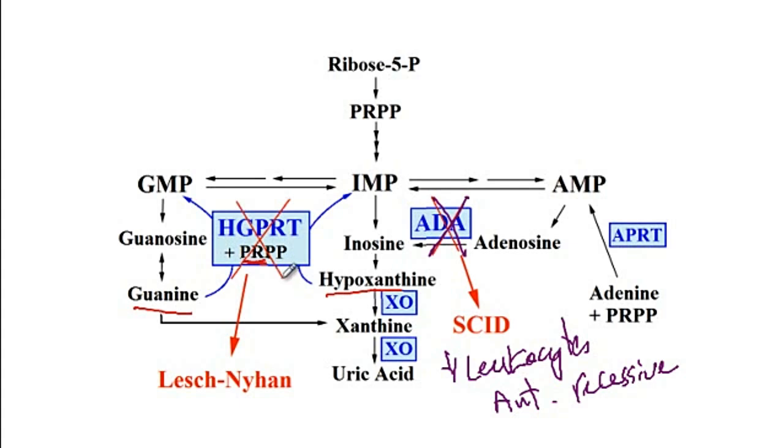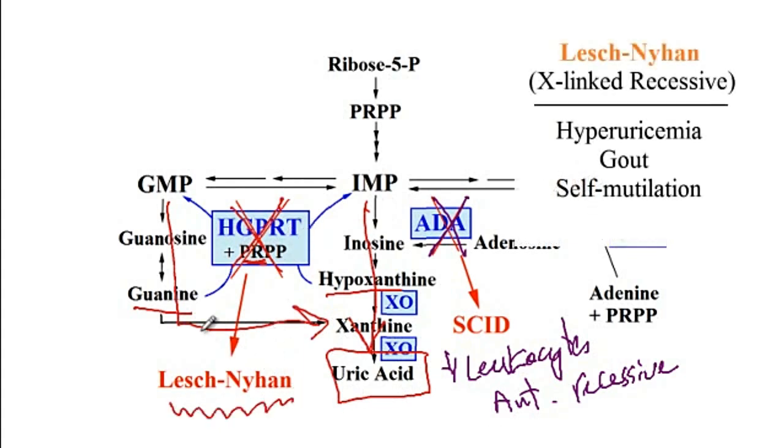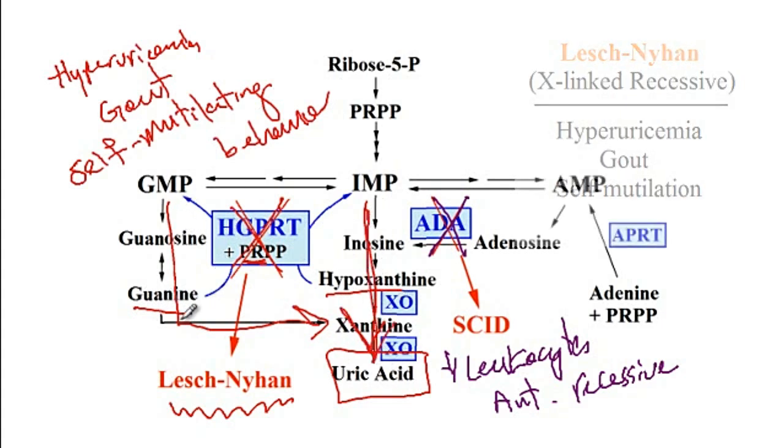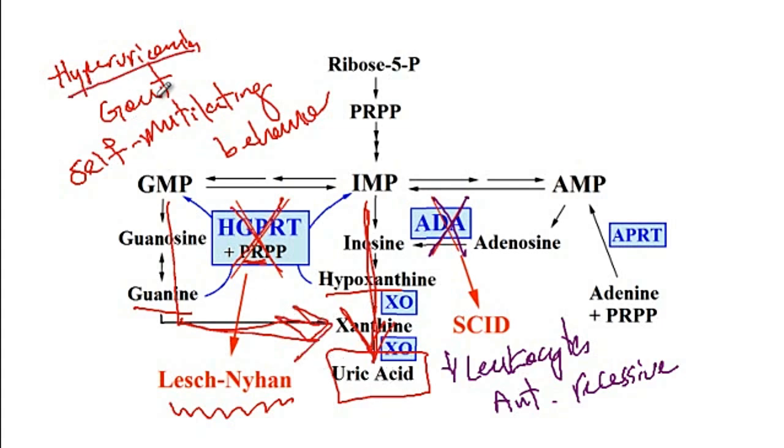So what happens if this enzyme is missing is that hypoxanthine and guanine cannot go back in the cycle. So all that this reaction will lead to is the production of uric acid. What happens in patients that lack the HGPRT enzyme is referred to as Lesch-Nyhan syndrome, and these patients will develop hyperuricemia, gout, as well as self-mutilating behavior. So again, since the hypoxanthine and guanine cannot be salvaged, there would be increased production of uric acid, and so these patients present with hyperuricemia and gout.